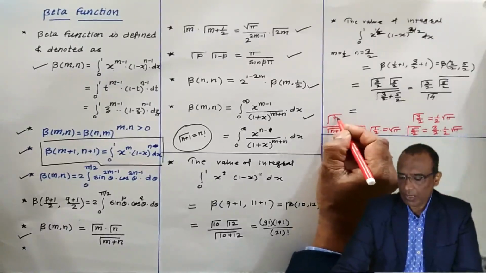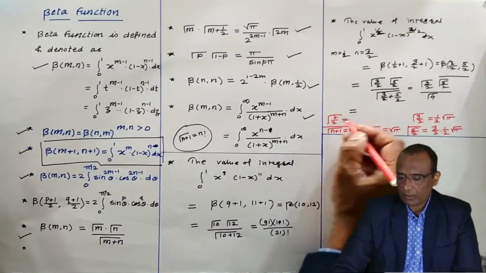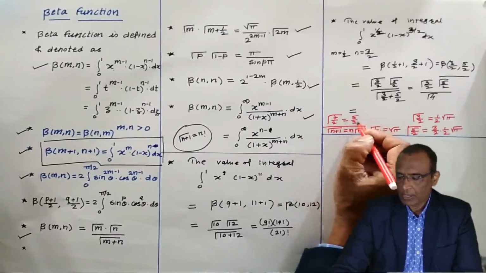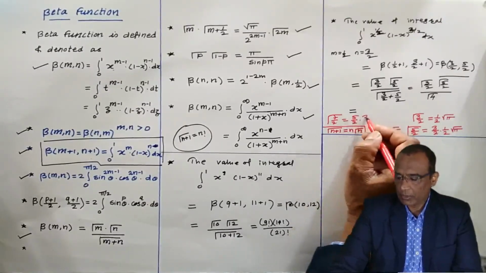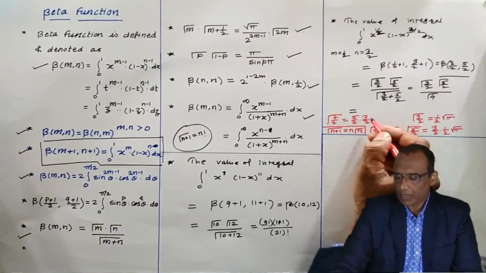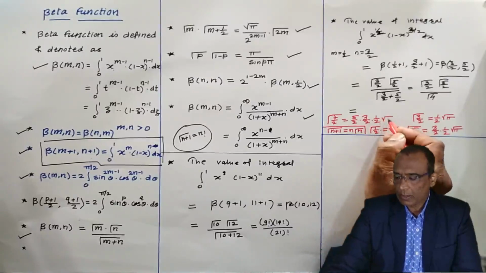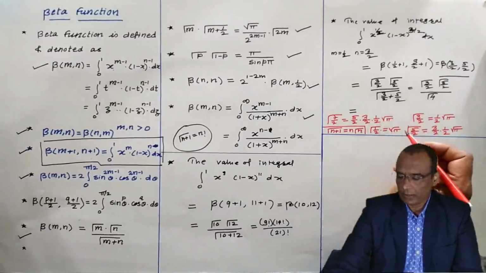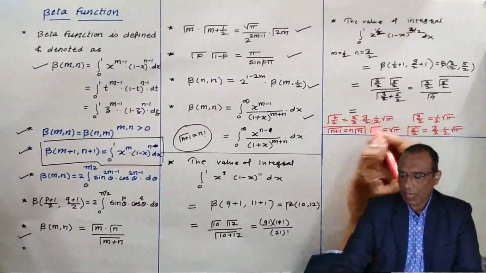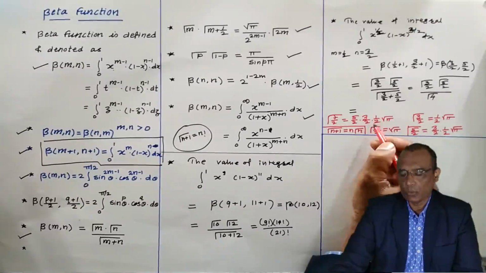Gamma 7 by 2, how do you calculate? Subtract 1, you will get 5 by 2. Again subtract 1 from this, you get 3 by 2. Again subtract 1 from this, you get 1 by 2. And after 1 by 2, root pi. Now gamma 7 by 2 is 15 by 8 root pi.